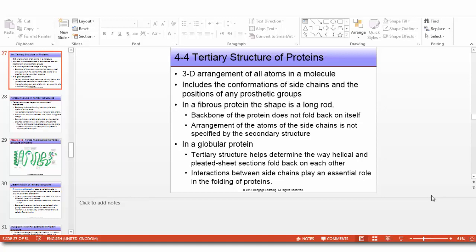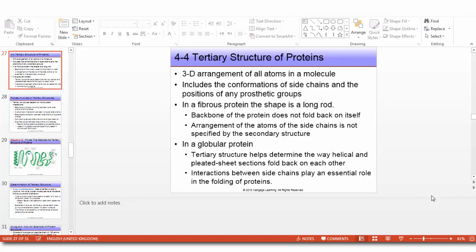The tertiary structure of protein refers to the three-dimensional arrangement of all atoms in a molecule, which includes the conformation of side chains and the positions of any prosthetic groups. In a fibrous protein, the shape is a long rod, and the backbone of the protein does not fold back on itself. The arrangement of atoms of the side chain is not specified by the secondary structure. However, in a globular protein, the tertiary structure helps determine the way helical and pleated sheet sections fold back on each other. Interactions between the side chains play an essential role in the folding of proteins.